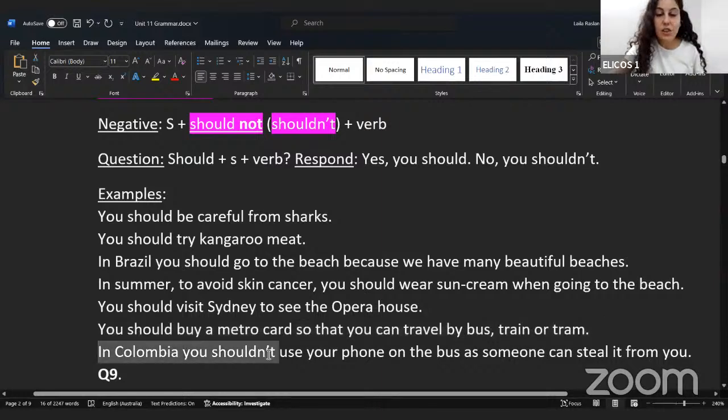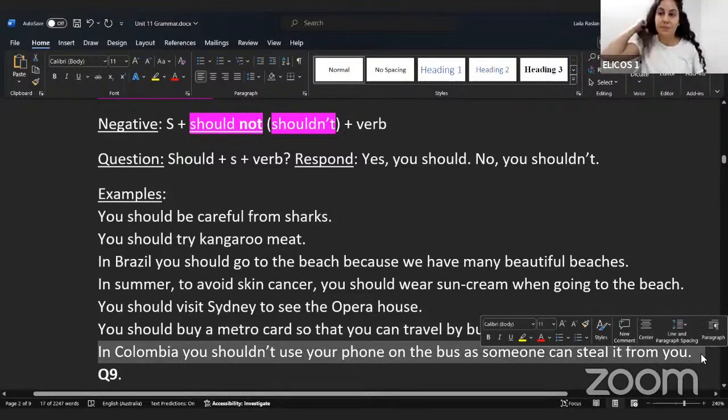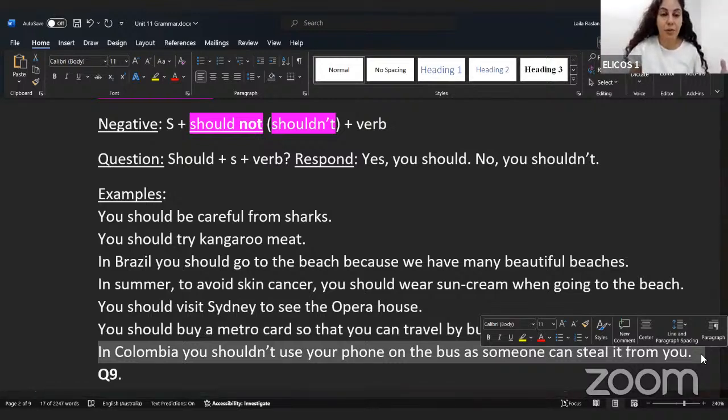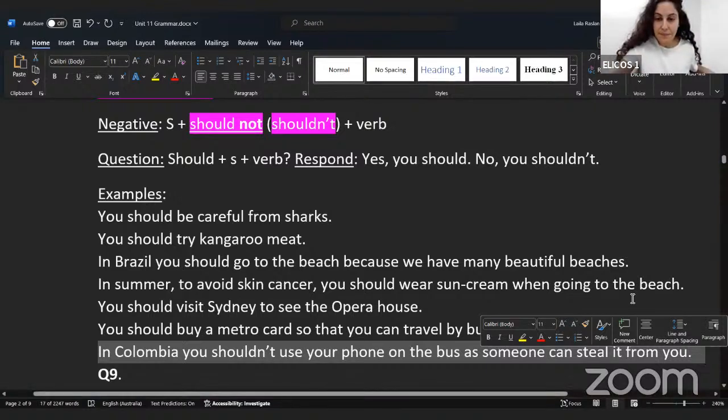In Colombia, you shouldn't use your phone on the bus as someone can steal it from you. So that's another advice, to be careful. Okay, you shouldn't, it's the negative, you shouldn't use your phone on the bus because someone can steal it.